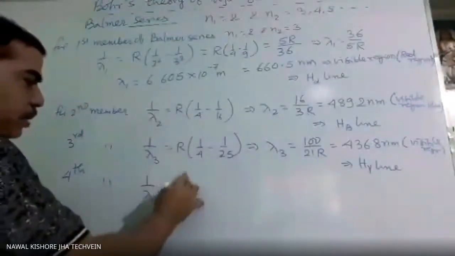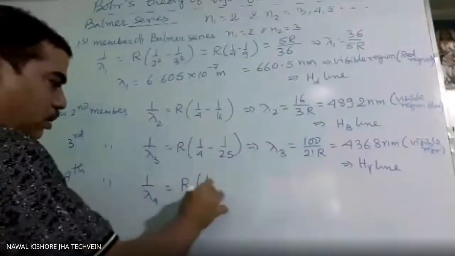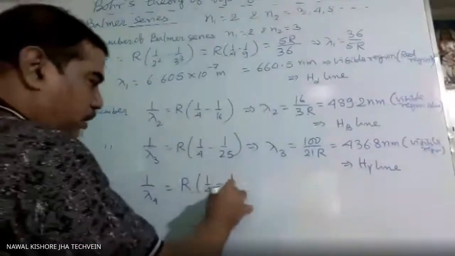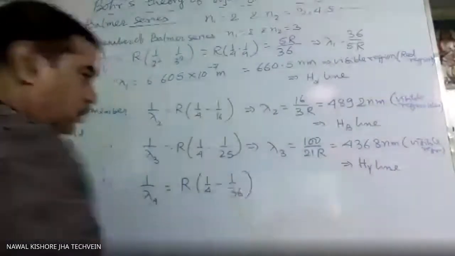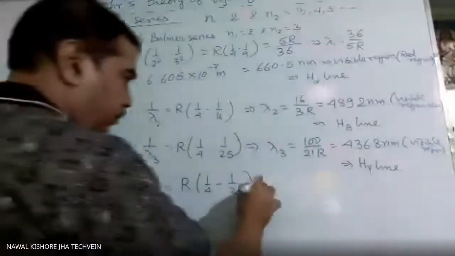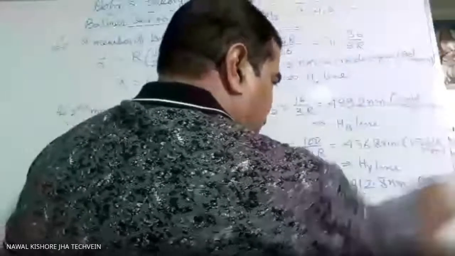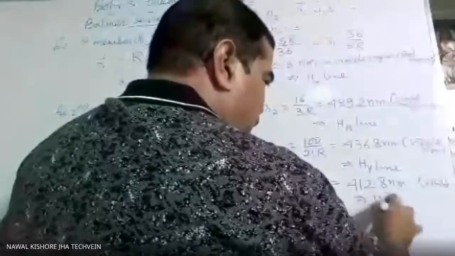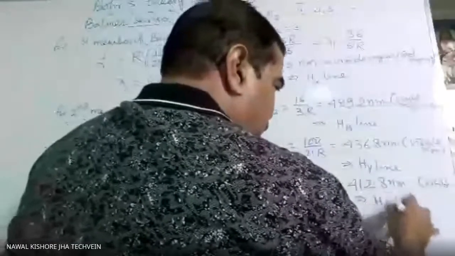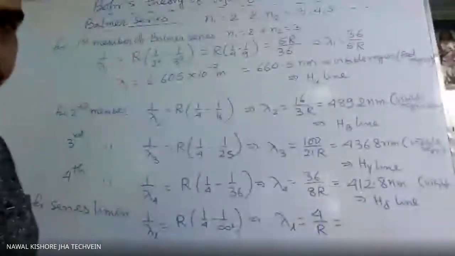The fourth member will come from 1 by 4 minus 1 by 36, which gives 410.2 nanometer. This is also in the visible region. This we call the H delta line. So these four lines are in the visible region.